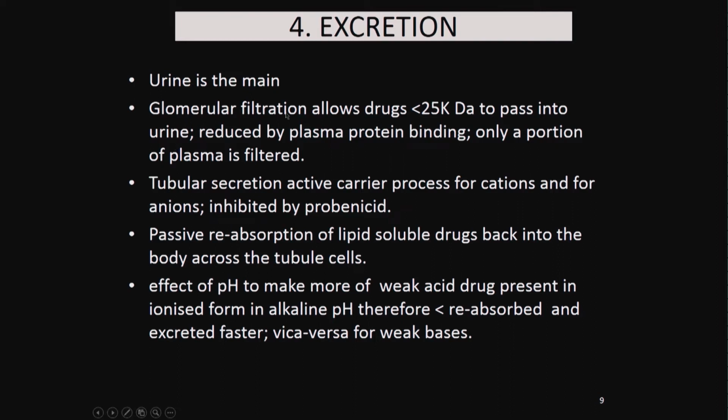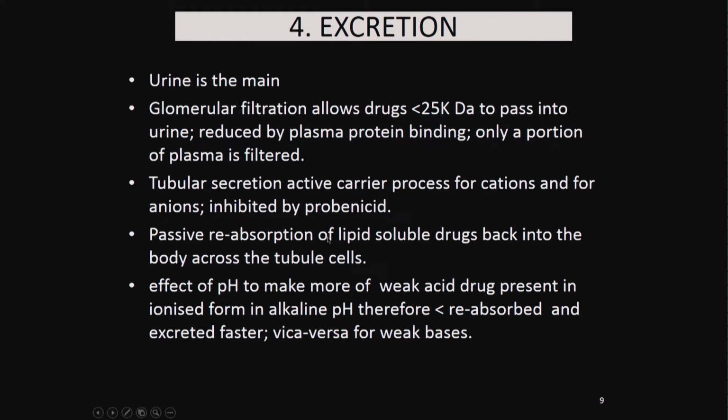The GFR, glomerular filtration, removes all drugs below 25,000, and as you know most of our drugs are around molecular weight of 500 Dalton or less. So, chances are drugs can nicely get excreted through urine. Filtration is reduced by plasma protein binding, only a portion of plasma is filtered. Tubular secretion uses active carrier processes for cations and for anions, and is inhibited by probenecid.